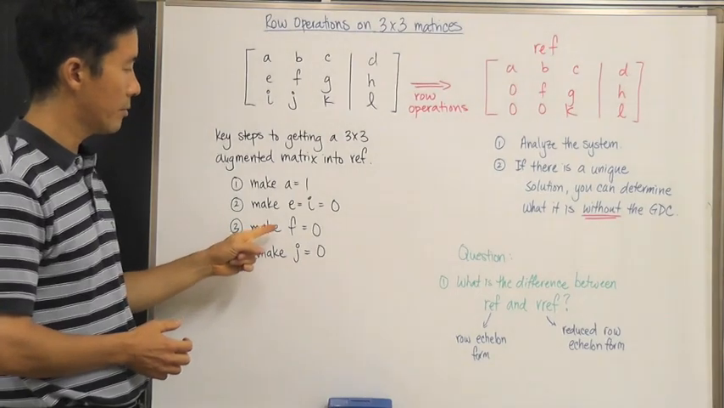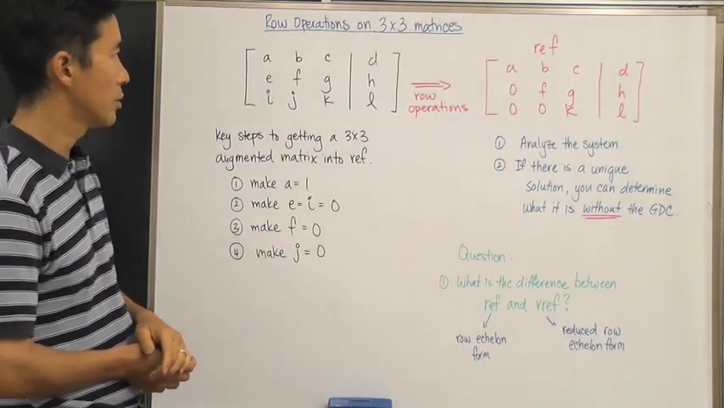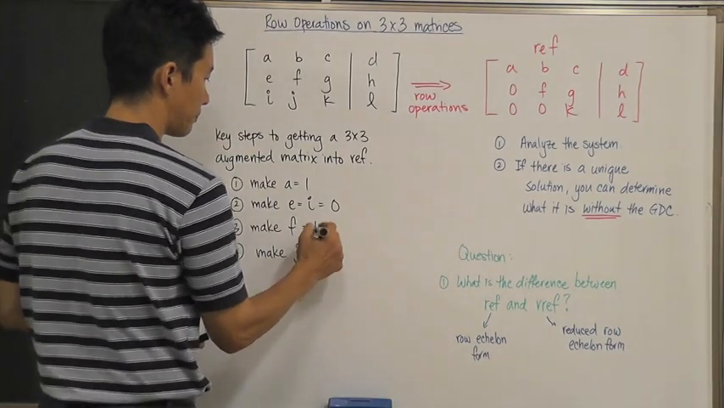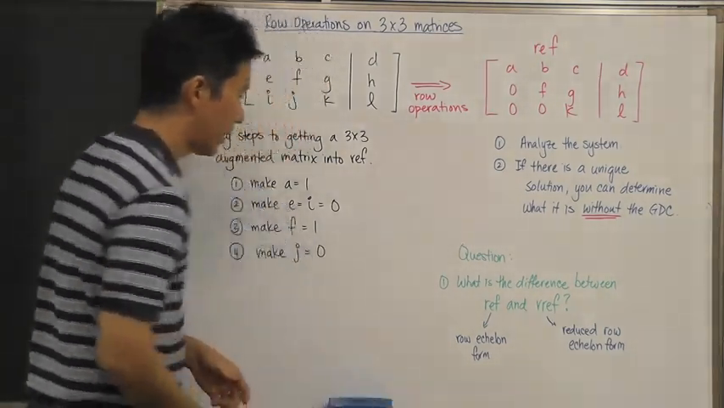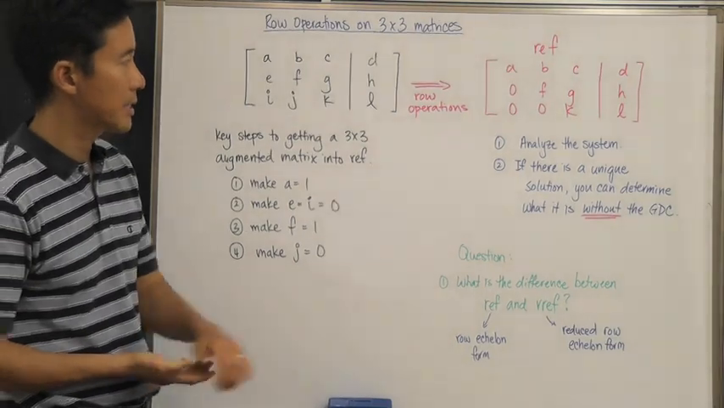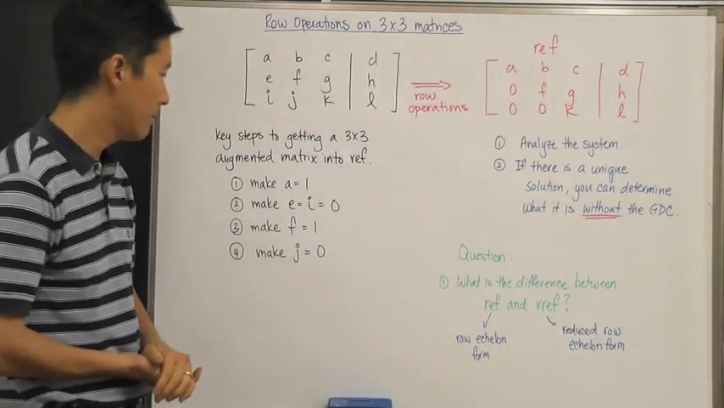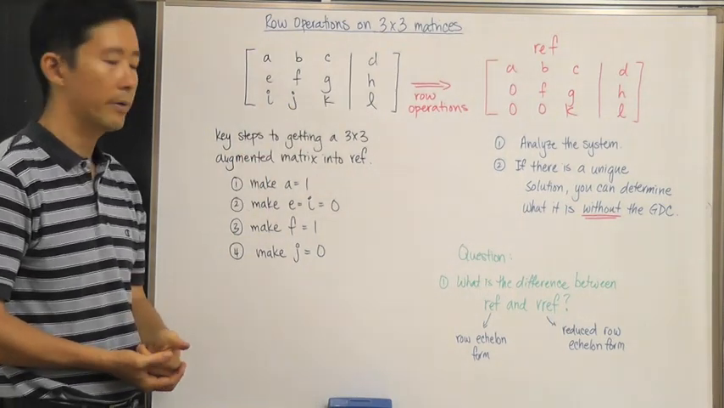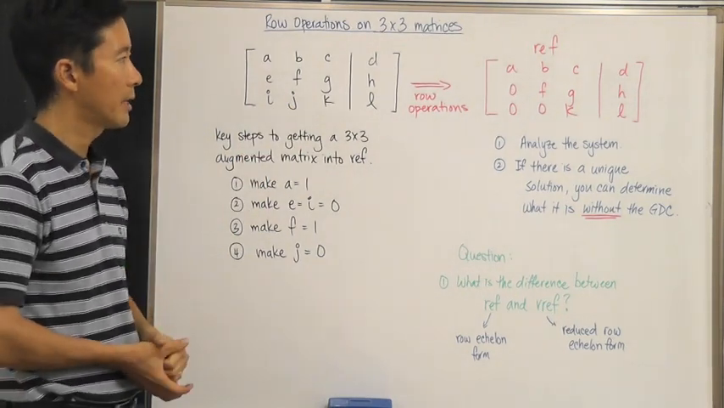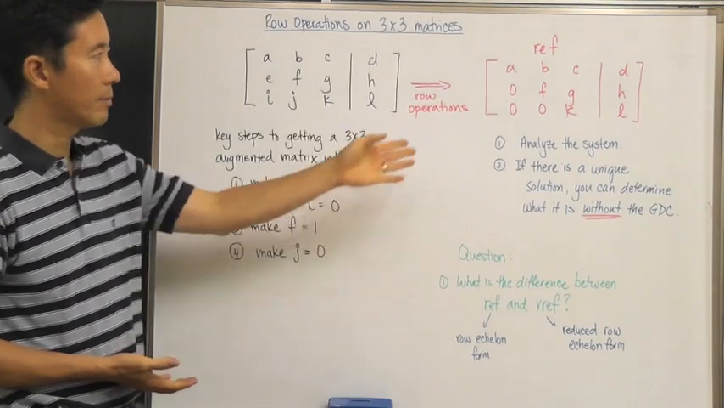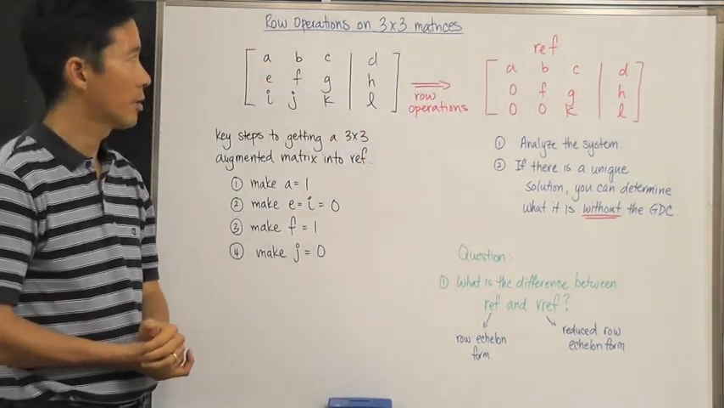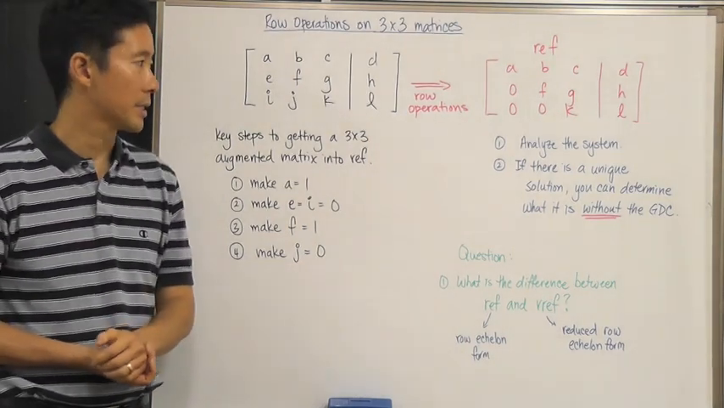Then we want to make F equal to 1. And then after that, by using that same idea, we want to make J, which is right below F, equal to 0. And if we go about doing that, then we'll be able to come out with our row echelon form for an augmented 3x3 matrix.